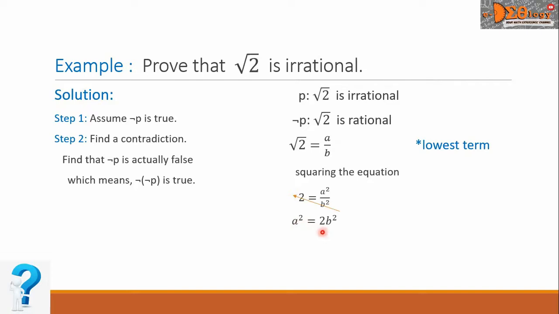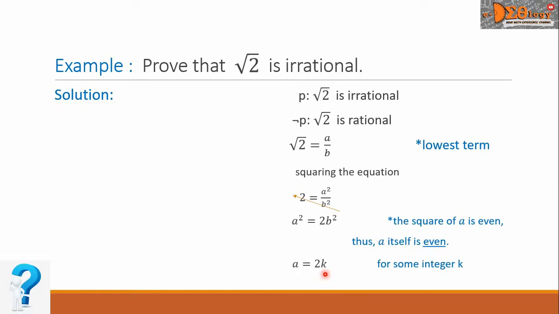The constant 2 with a B square gives us the idea that the square of A is an even integer. Since A square is even, it follows that A itself is even. Given that A is even, we can now represent A equals 2k, where this k is any integer. Now let us solve for B. Let us substitute this A equals 2k into the equation here.